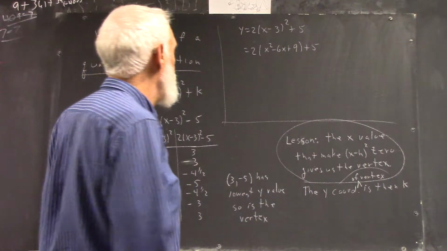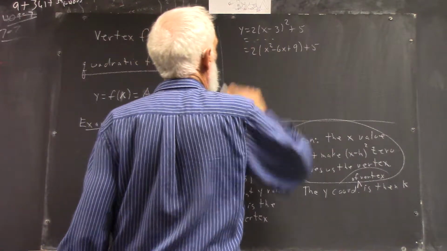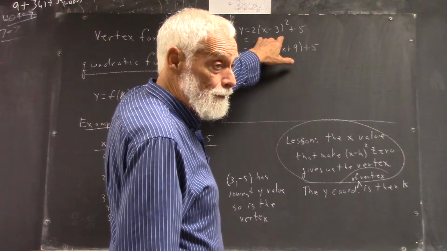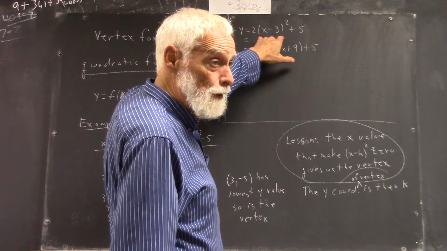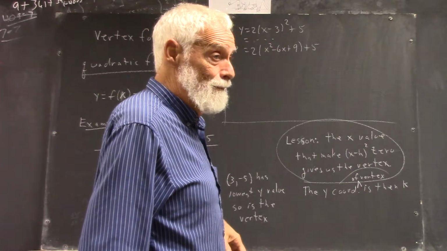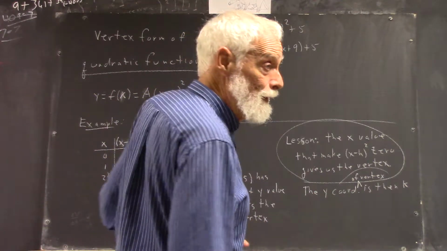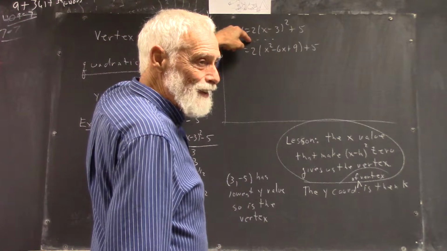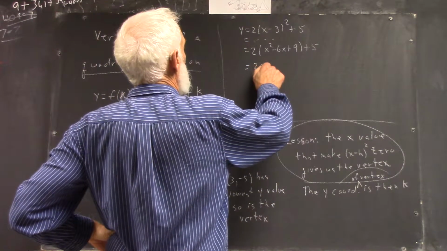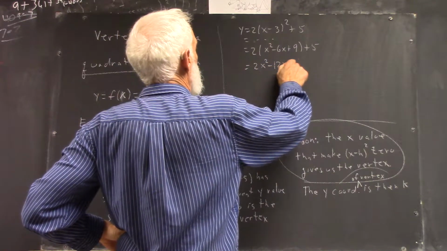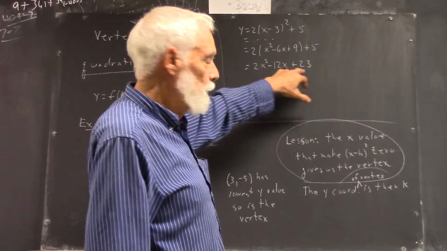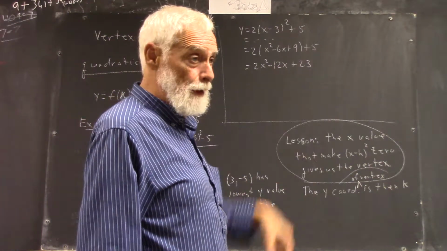I didn't write out the distributive law that we used to square this. But I've seen most of the class do it right pretty reliably, so I trust you to be able to square that using the distributive law. If I did my arithmetic right, that's 2x squared minus 12x plus 23.